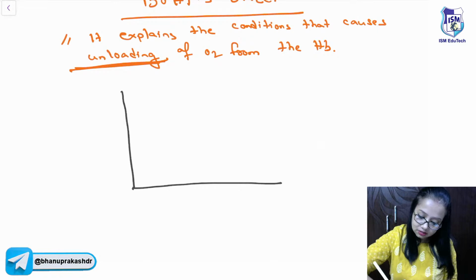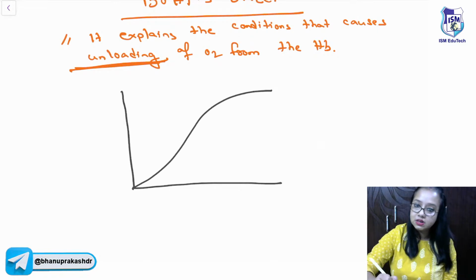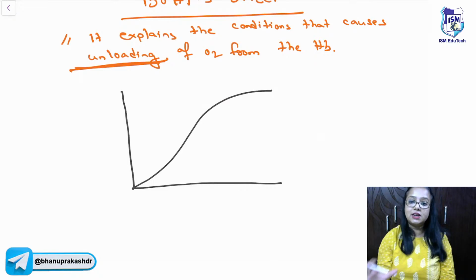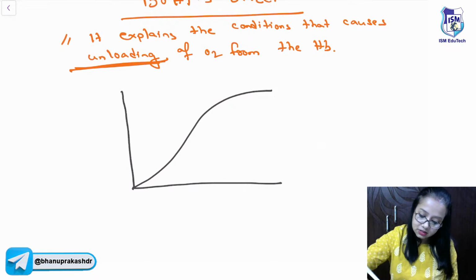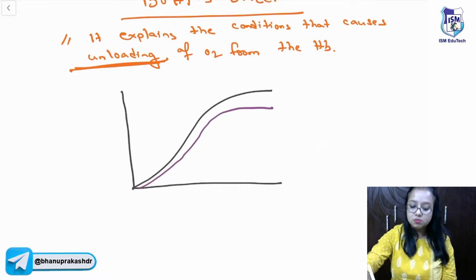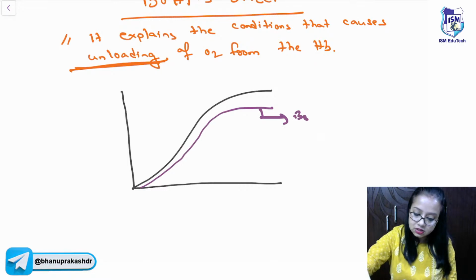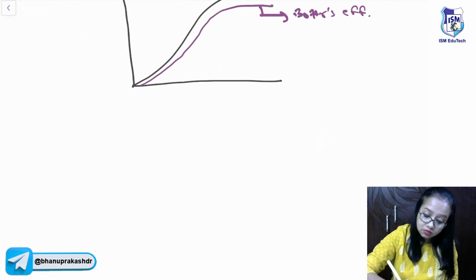Say, for example, this is the sigmoid normal curve. So whenever there is any Bohr's effect, meaning the oxygen is getting detached from the hemoglobin, this same curve will shift, it will move downward towards right. So this is called the Bohr's effect. Now what is the importance of Bohr effect? What is the significance? Conditions we will come to right away.